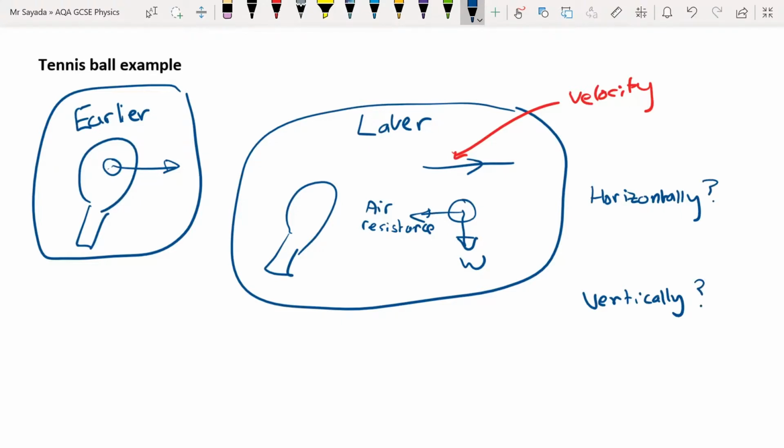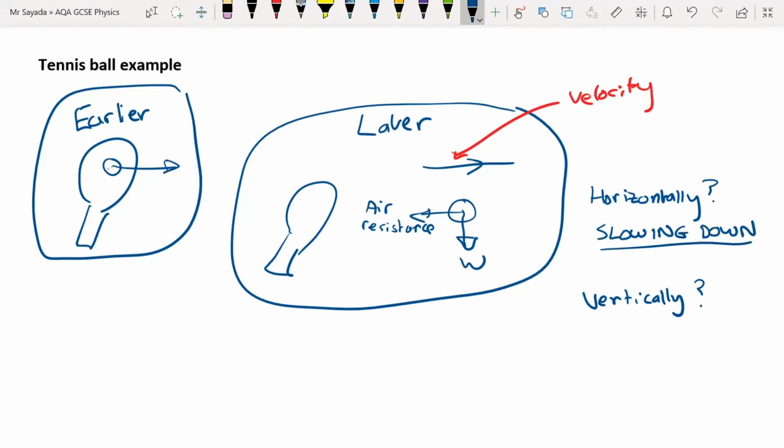So horizontally, the ball is moving in which direction? Say your answer to the video. The ball is moving to the right. What direction is the resultant force horizontally? Say your answer to the video. The resultant force is to the left. So it's moving to the right, but the resultant force is to the left. So therefore, it must be slowing down.